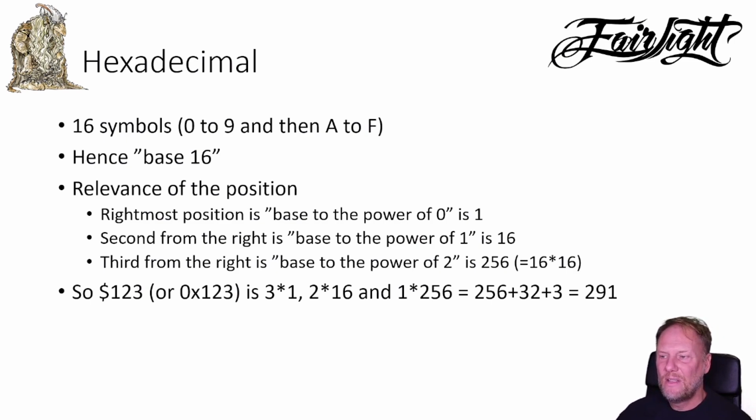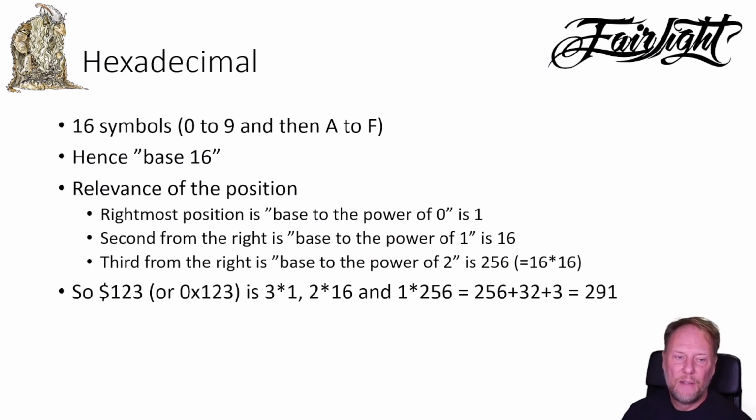If we apply the same logic that we learned from decimal and binary here, the rightmost position is base 16 to the power of 0, again 1. And the second one is base to the power of 1, and in this case this is 16. And the third one is base to the power of 2, which is 256, which is 16 times 16. So if we take an example here, and here I use the dollar sign, which is a common way to denote that you are referencing a hexadecimal number. One of the other ways is 0x. That's also common for denoting that it's hexadecimal.